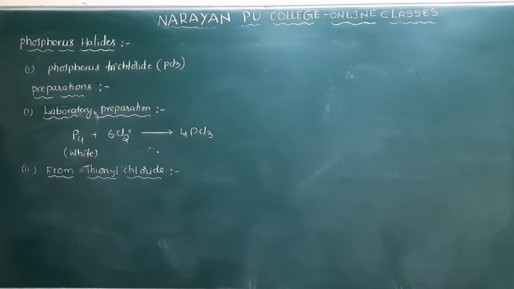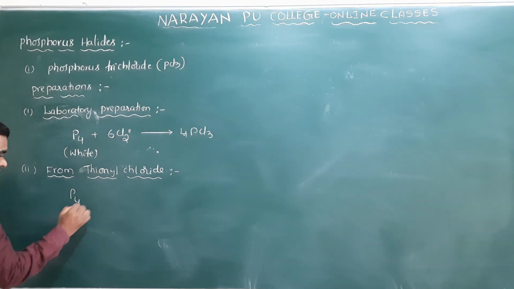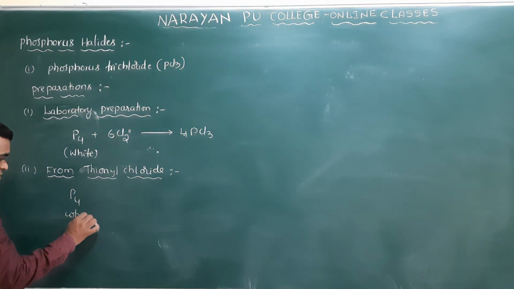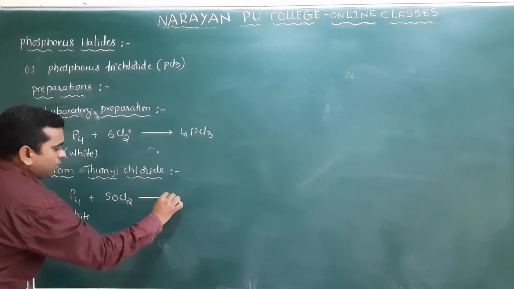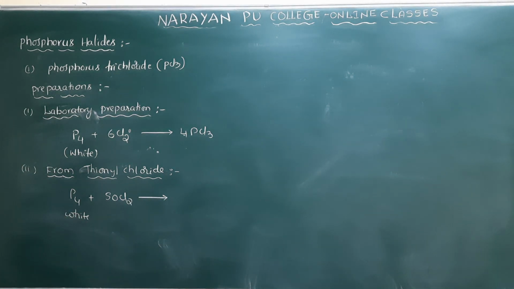Clear? So what is this thionyl chloride? You know that. Take the same here, white phosphorus, and treat that one with thionyl chloride. You know the formula of thionyl chloride? SOCl2. Then what compound will you get?